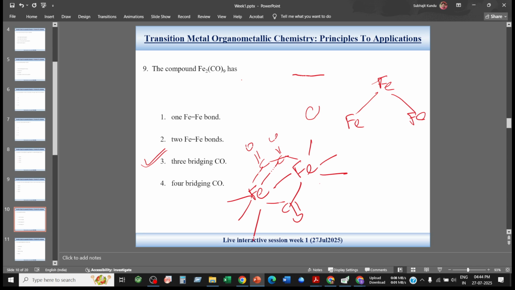If you have one complex which has both bridging CO and terminal CO, and you have another complex which doesn't have any bridging CO, how can you simply identify it by doing a simple measurement or with the help of a simple instrument?